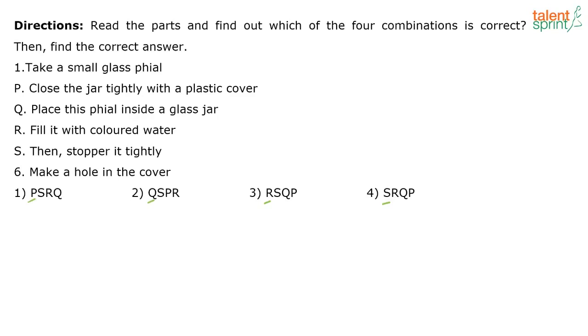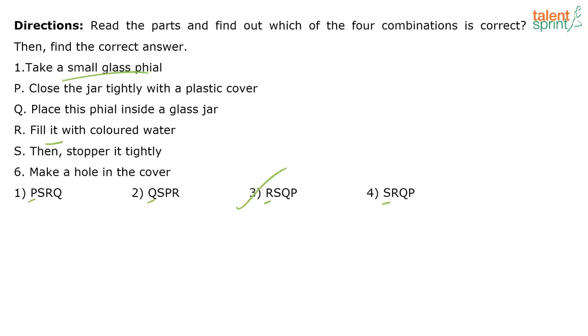You take a small glass vial and then what do you do? The only thing that makes logical sense is R: fill it with colored water. That "it" is obviously referring to the small glass. Every one of my options starts with a different letter, so it has to be option 3. Take a small glass vial, fill it with colored water, then stopper it tightly, place this vial inside a glass jar, close the jar tightly with a plastic cover and then make a hole in the cover. Perfect. We don't have to waste time here. It's very simple logic. I'm sure everybody got this right.